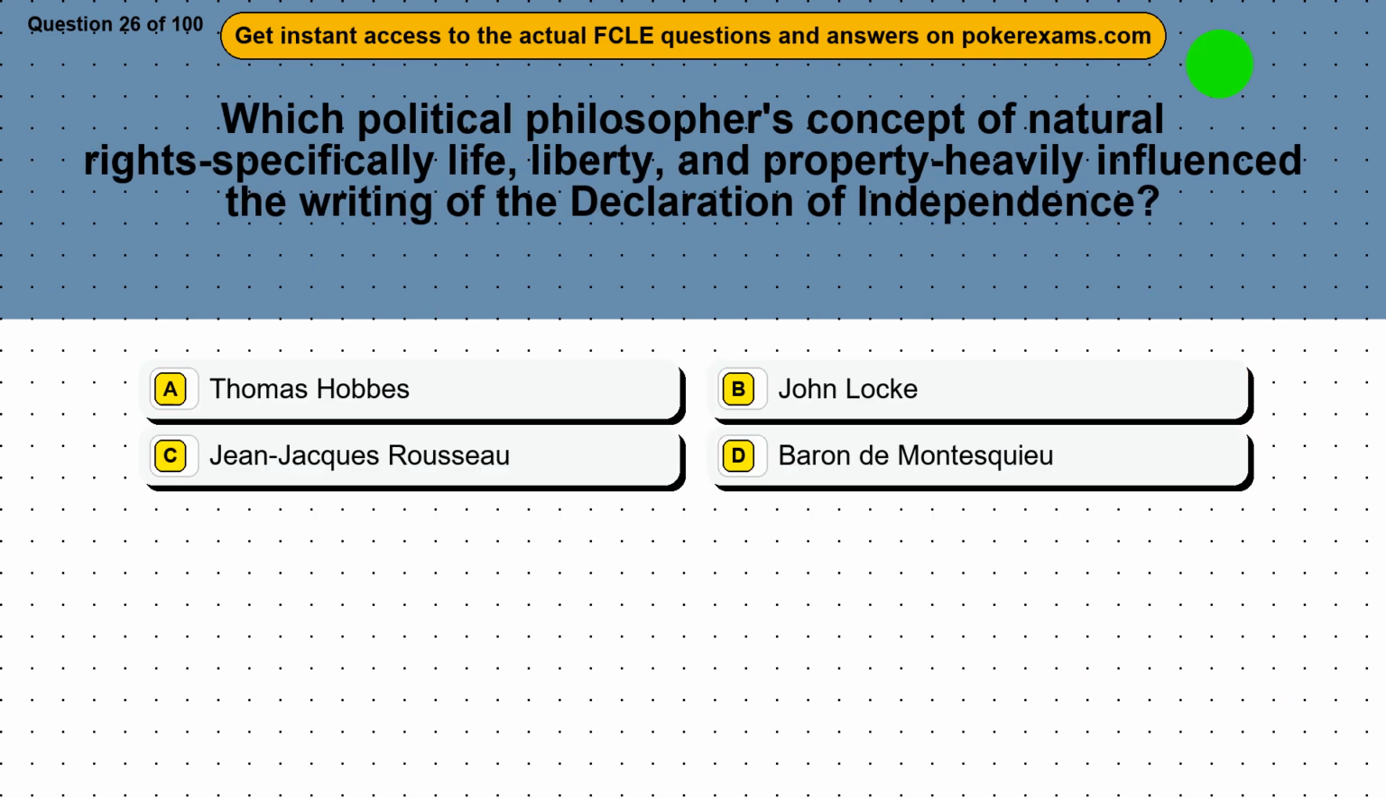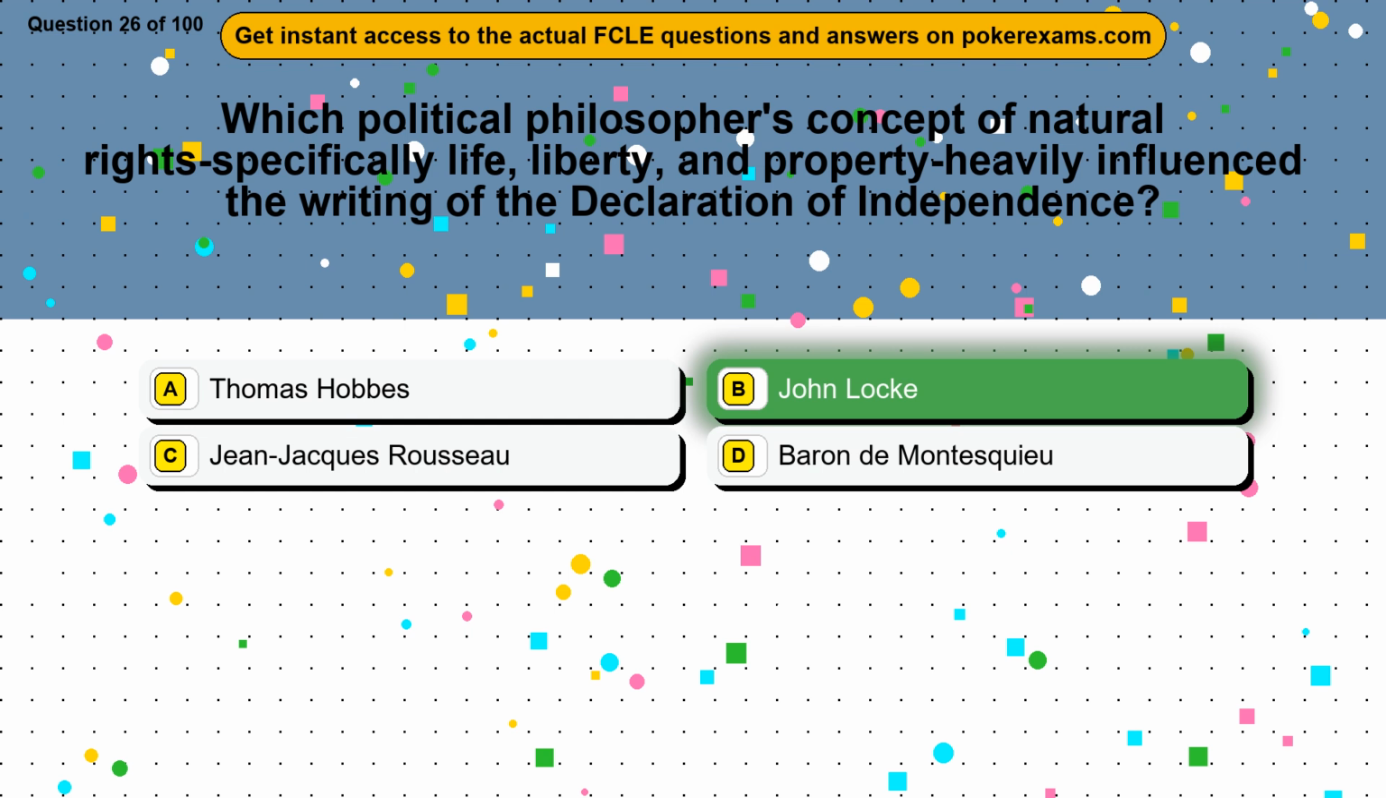Question 26. Which political philosopher's concept of natural rights, specifically life, liberty, and property, heavily influenced the writing of the Declaration of Independence? Option A, Thomas Hobbes. Option B, John Locke. Option C, Jean-Jacques Rousseau. Option D, Baron de Montesquieu. The correct answer is option B, John Locke.